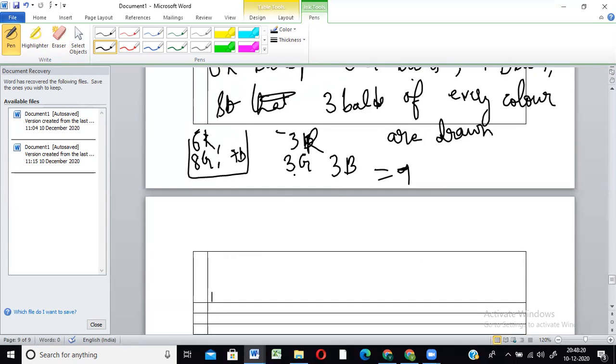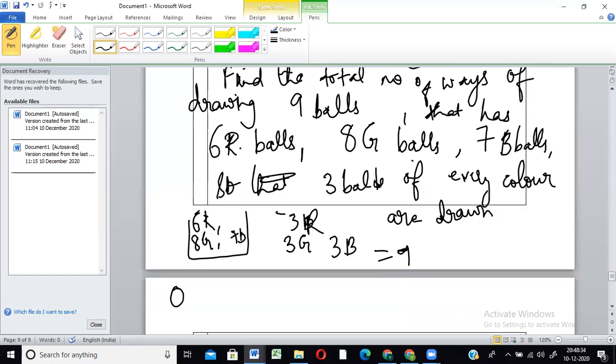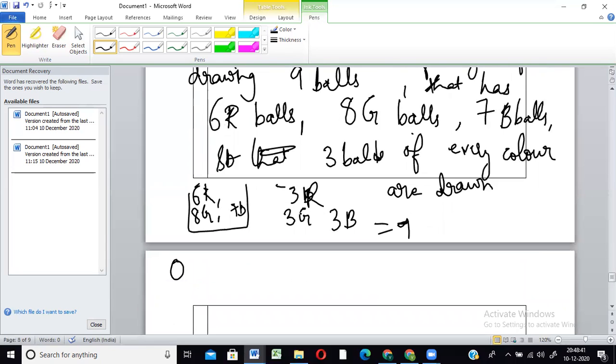Now when we're talking about color, we have a restriction that 3 should be red, 3 should be green, and 3 should be blue. So now we will do it color wise. How many red balls do we have according to the question? We have 6 red balls. Out of 6 red balls, how many red balls do we have to select? 3 red balls. So unlike the example in the beginning, where out of 10 students we had to select 3 students, which we wrote as 10C3 ways, correct?